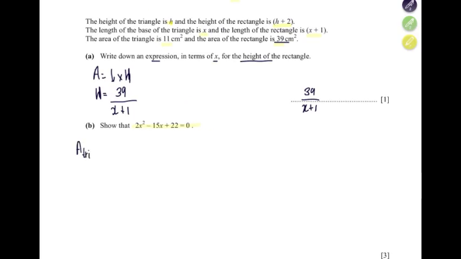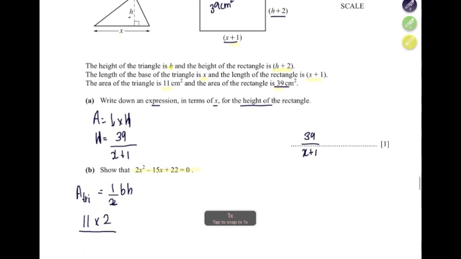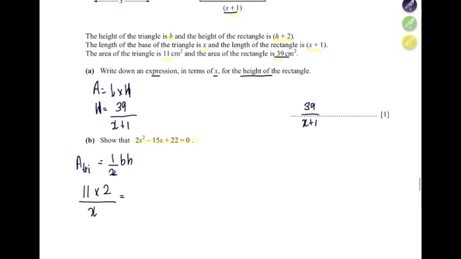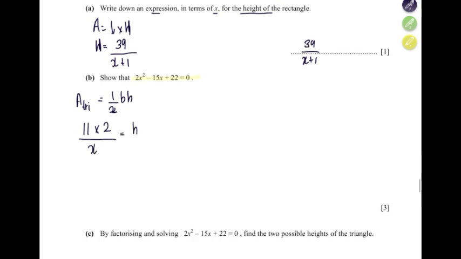Area of triangle equals half BH. So H equals 11 times 2 divided by B. What is the base? Base is x. So H equals 22 divided by x. Now here, for our rectangle, our height equals h plus 2. So what is h? It equals capital H minus 2. This is going to be 39 over x plus 1, minus 2.